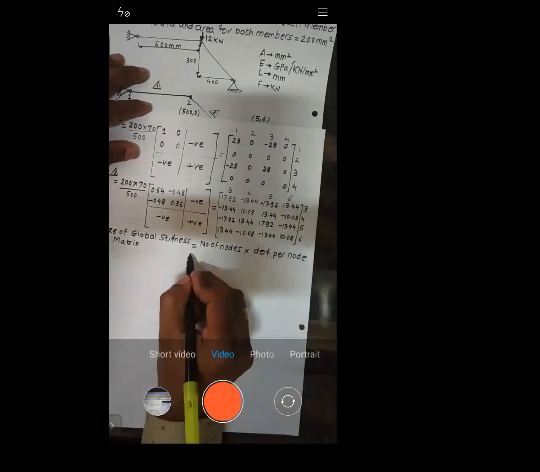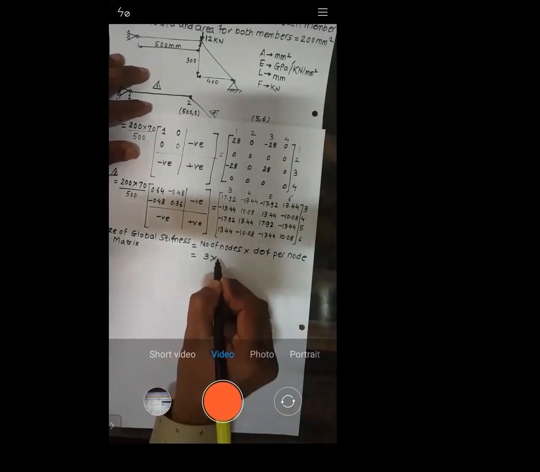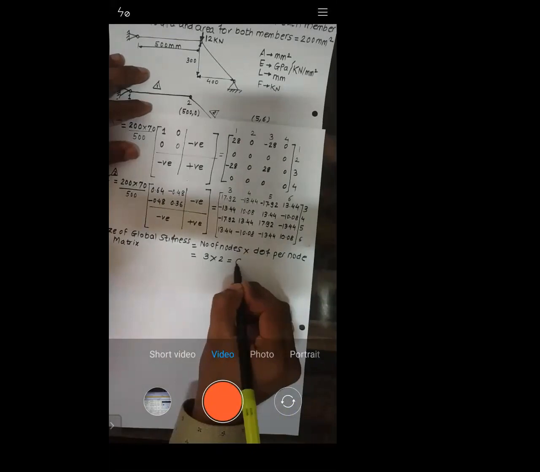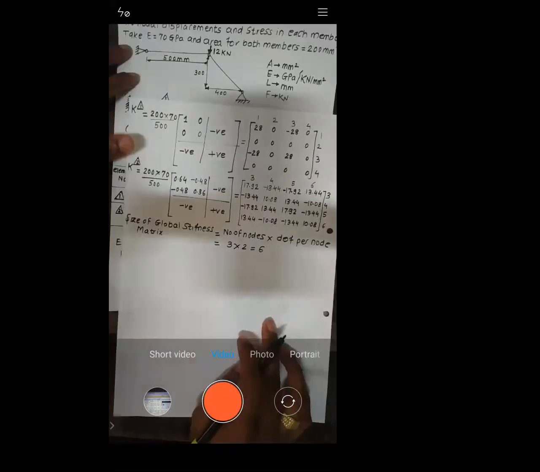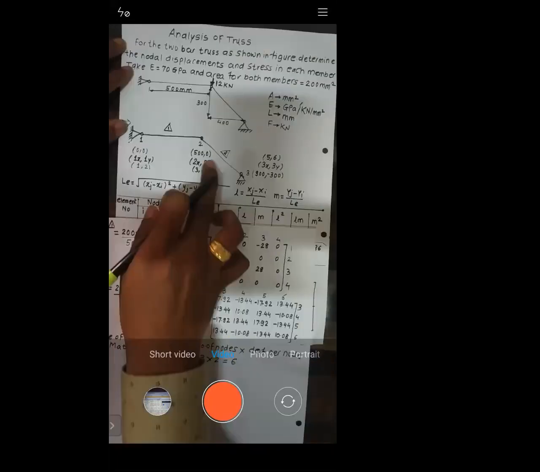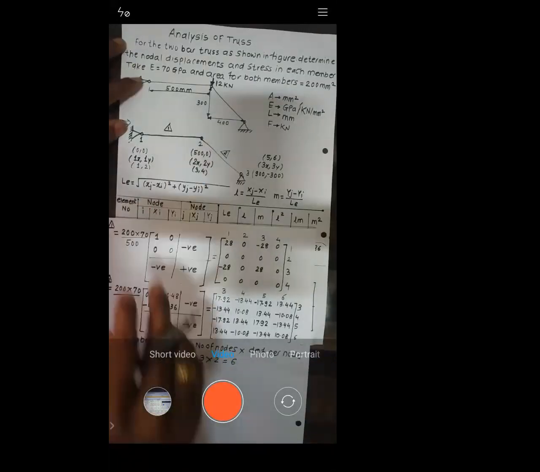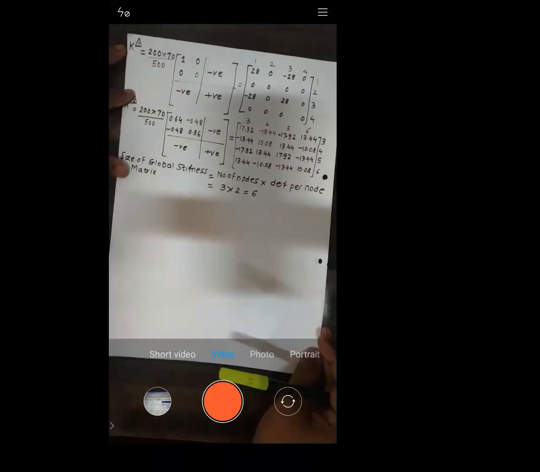So there are 3 nodes and each node can move in 2 directions. So it is coming 6. So the size of the global stiffness matrix is 6 by 6. Is it okay? Is it okay or not? See here, 3 nodes, each node can move in 2 directions. So 3 into 2 is 6. Right? So that is what we are going to write down here. So let's form the global stiffness matrix.